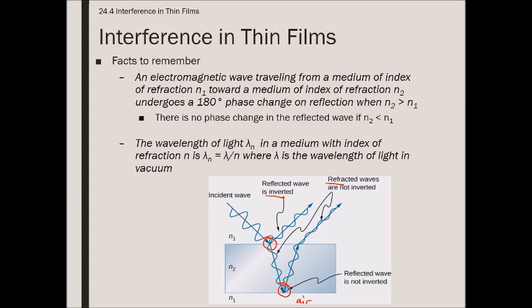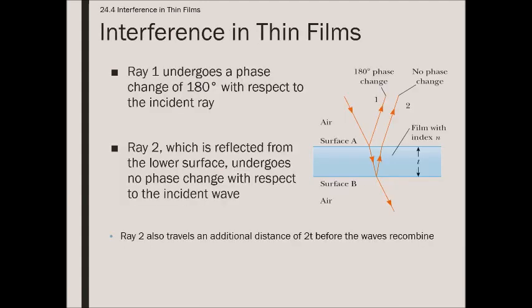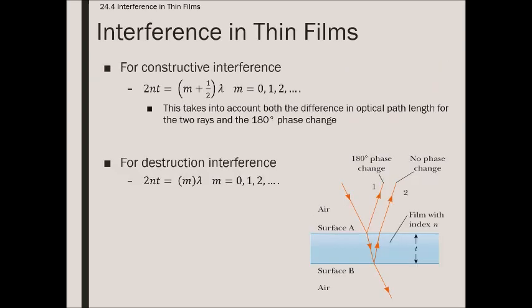So we're going to have to watch these on each of the problems to figure out which rays undergo an inversion and which ones do not. The wavelength of light in a medium with an index of refraction is going to be slightly different, so we're going to have to take that into account as well. Here's another example. We have air going through a material back into air. Again, ray 1 undergoes a phase change and ray 2 undergoes no phase change.